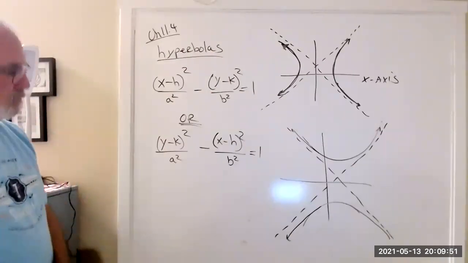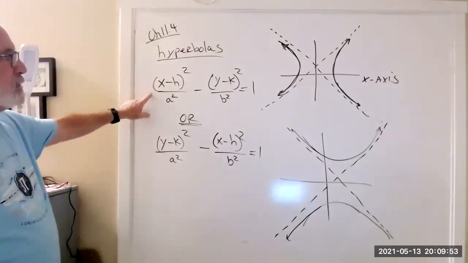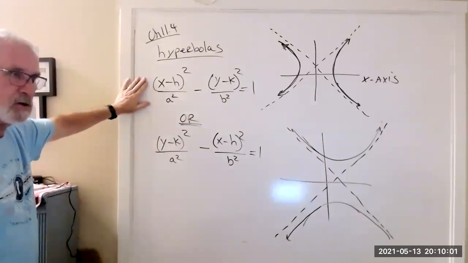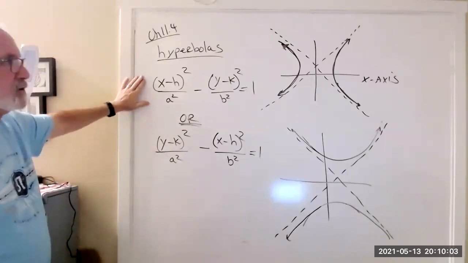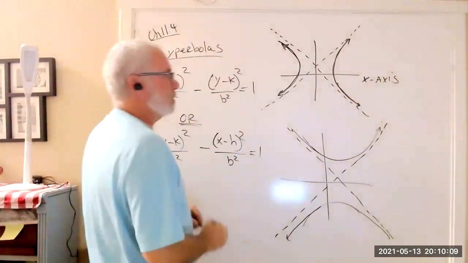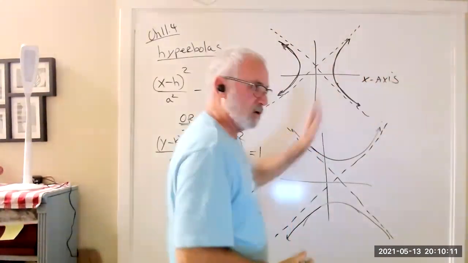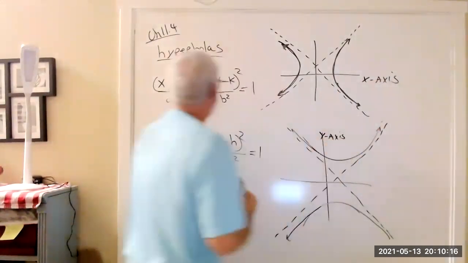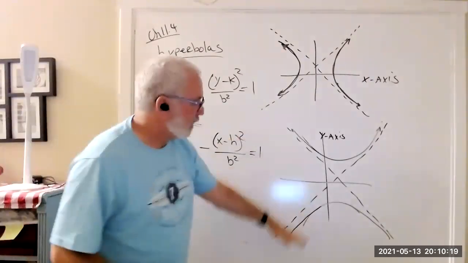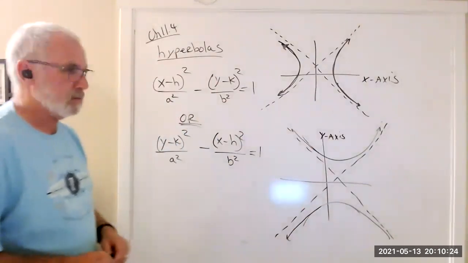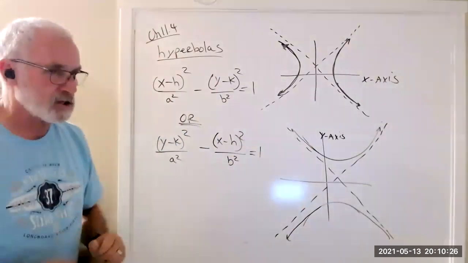So, wait, which one was which again? When X is positive, it opens in the X direction. Remember, X is sideways. When Y is positive, it opens in the Y direction. Okay, that makes sense. Thank you. Yeah, but does it make sense to everybody else?